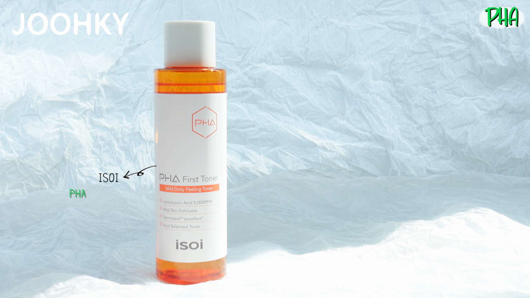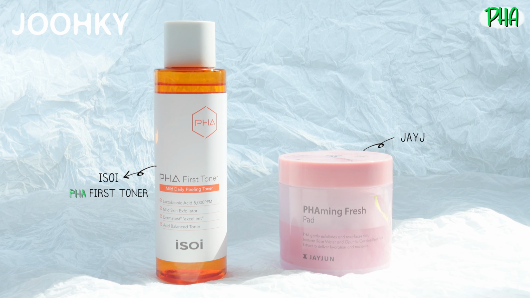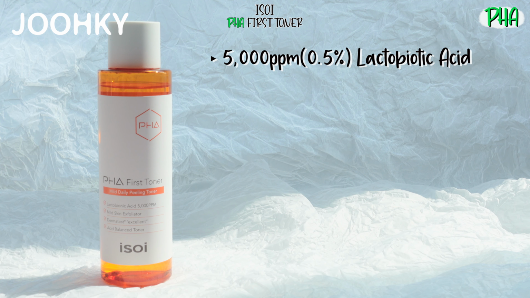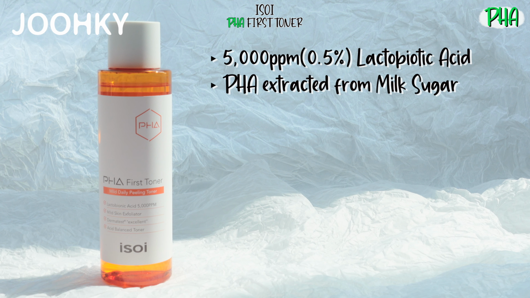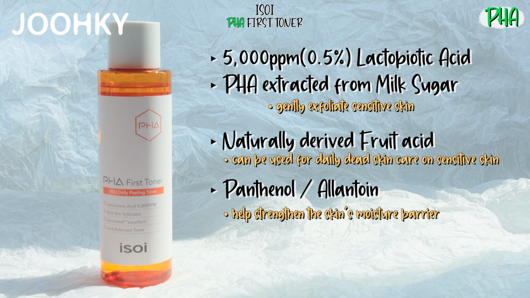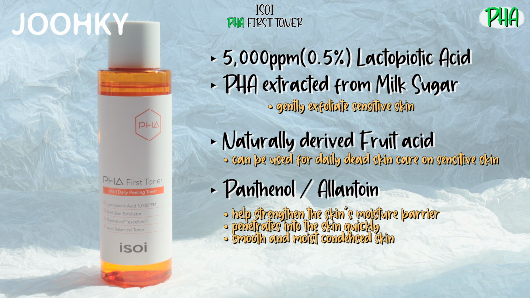The products I brought with me are iSoy's PHA First Toner and Jejun Cosmetics Calming Fresh Pad. First, iSoy's PHA First Toner contains 5,000 ppm, 0.5% of lactobionic acid, a natural-derived PHA extracted from milk sugar, and is said to be able to gently exfoliate sensitive skin, which would be too burdened by products containing AHA and BHA ingredients. In addition, it contains naturally derived fruit acid that can be used for daily dead skin care on sensitive skin, and panthenol and allantoin to help strengthen the skin's moisture barrier so it penetrates into the skin quickly and completes smooth and moist condensed skin.